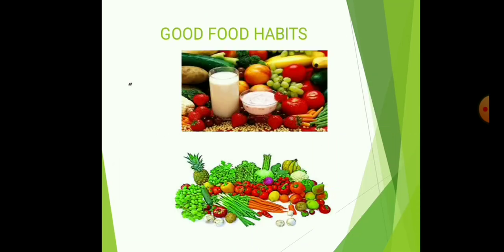Good food habits. Children, your parents and your teachers also teach you good food habits. What do you mean by good food habits? Good food habits means you should wash your hands before eating the food. Then you should not waste the food. Food is very important. We should not waste the food. We must take as much as you need in your plate. You should not take more than needed. Understood? We must always save food.